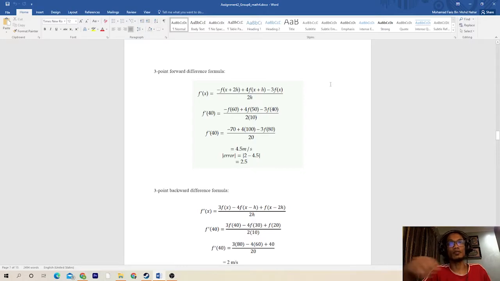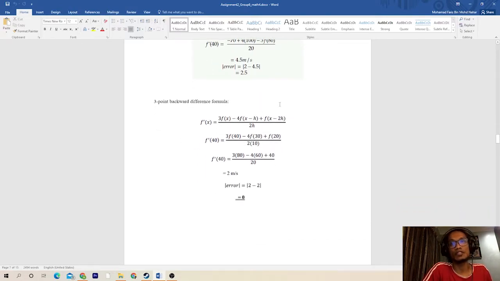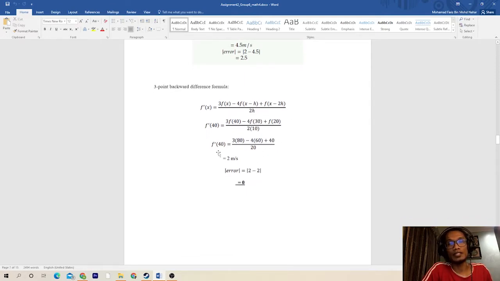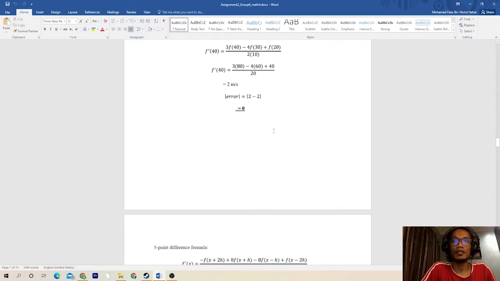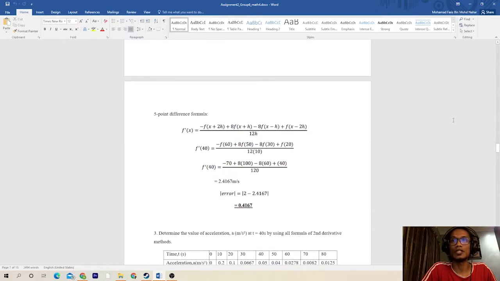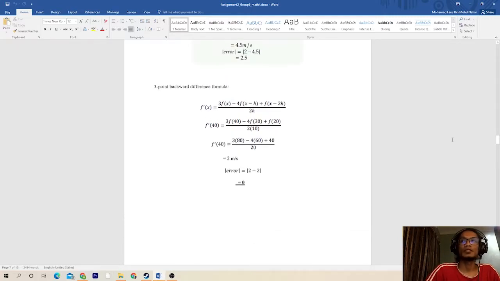Then moving on to the 3-point forward difference formula, we put the same values but a different formula. As you can see, this is our formula, and we get 4.5 meters per second, and our error is the absolute value of 2 minus 4.5, which is 2.5. At the 3-point backward difference formula, we get the same answer as the previous one, 2 meters per second, and our error is still 0. From this point, there are no other parameters, just f(x) and h only, so there is no problem with our parameters and formula.